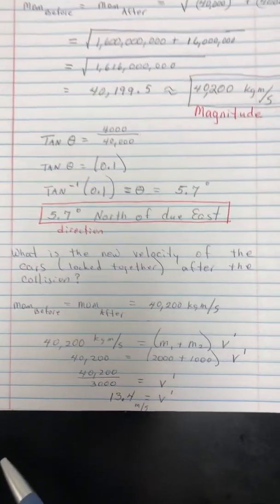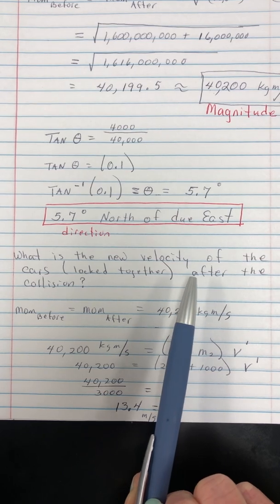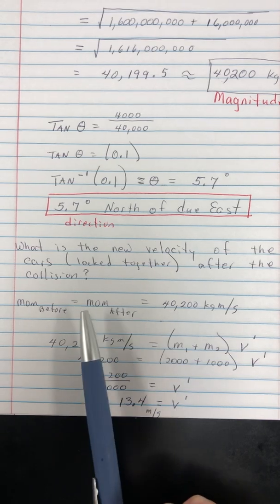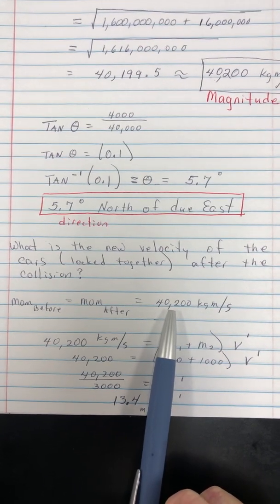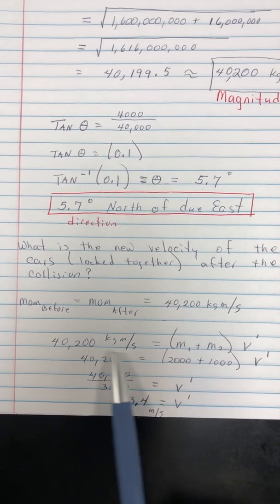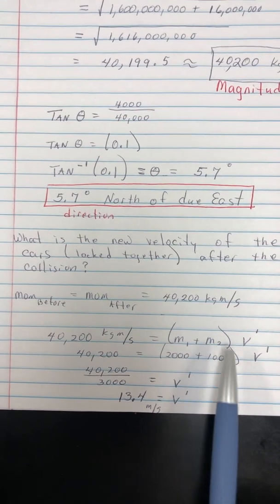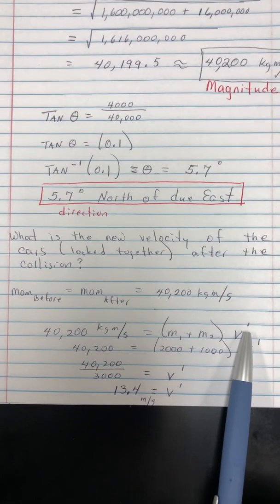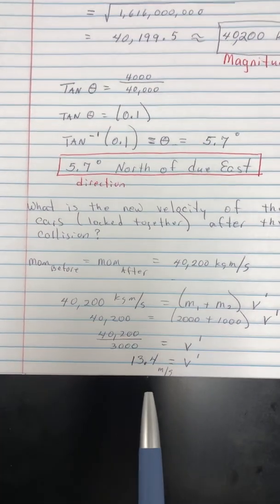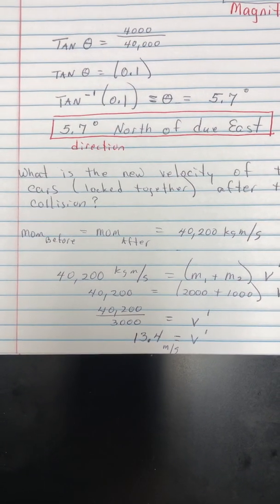So we're going to add on to that problem a little bit. Hey, if the cars are stuck together, what is the velocity after the collision? All right, well, if the momentum before the collision was 40,200, then the momentum after the collision is 40,200. So we're going to set that equal to the masses added together, m1 plus m2, because they're stuck together, and they have a singular velocity. So 40,200 divided by 3,000 gives you 13.4 meters per second. Seems reasonable.